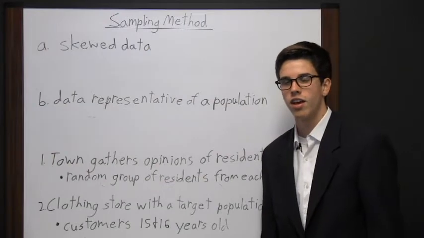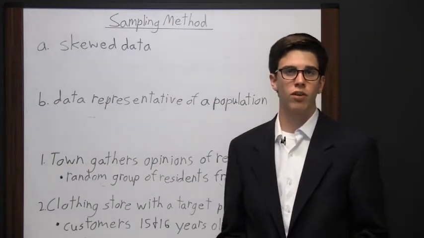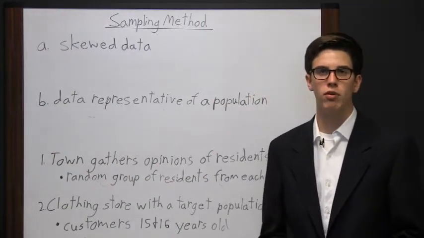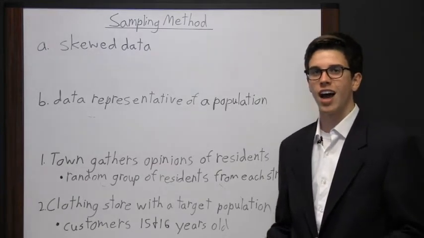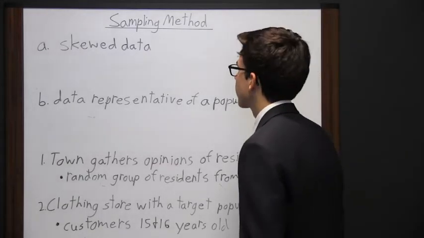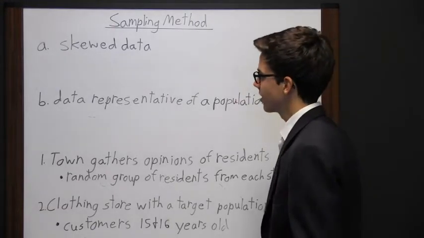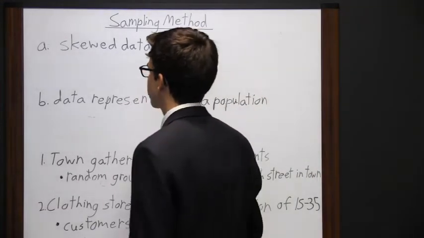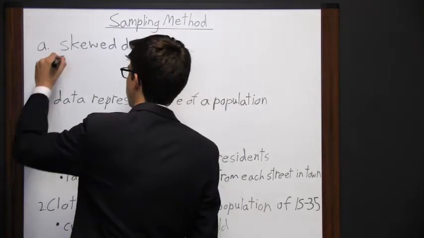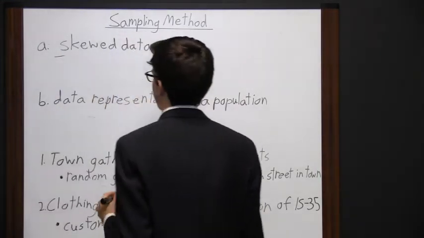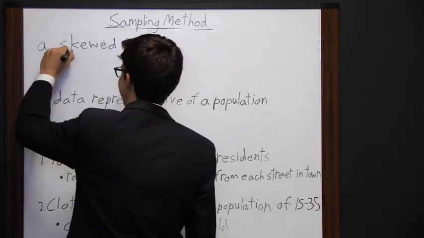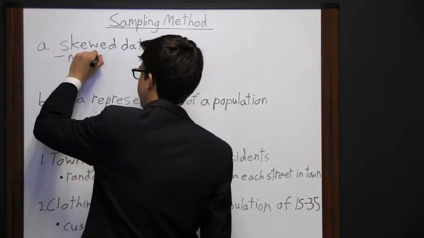And the sampling method is a way to find out what the opinions are of a large group of people by just surveying a small amount of people. And so the sampling method can be useful if it's conducted in the right way. But if it's not conducted in the right way, it can result in skewed data. And so there's a couple of practices that result in skewed data. One practice is not picking people at random.